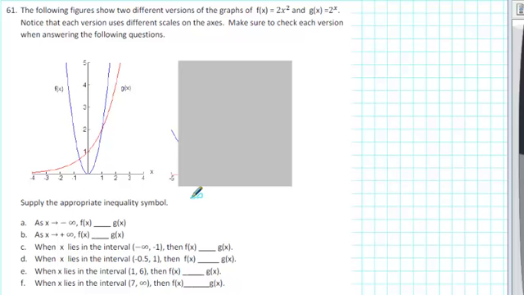When we look at the left end of the figure, we notice that the blue graph is above the red graph. Remember that blue represents f and red represents g. So when we pick x values that are decreasing without boundary, we notice that f of x is greater than g of x. Blue is above red, so f of x is greater than g of x.